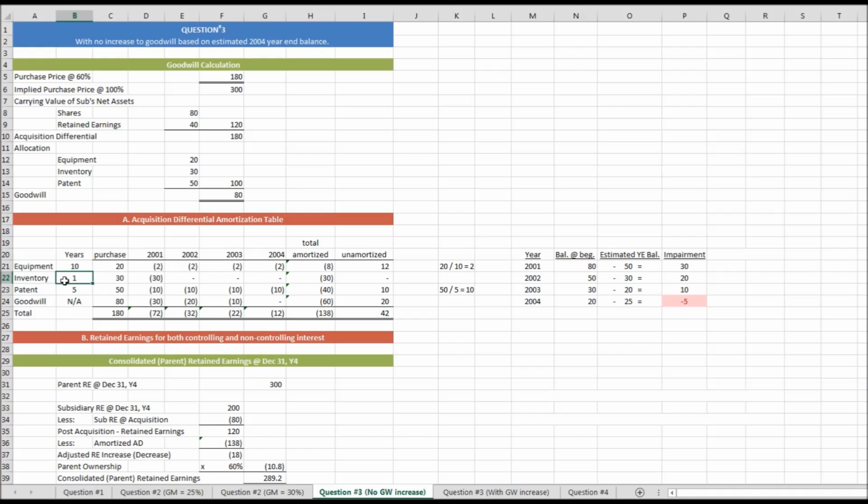Its useful life is 1 year. We sell it out, 2001. Right here, first year, and it goes right on out. So that was easy. Now we're going to discuss the patent.